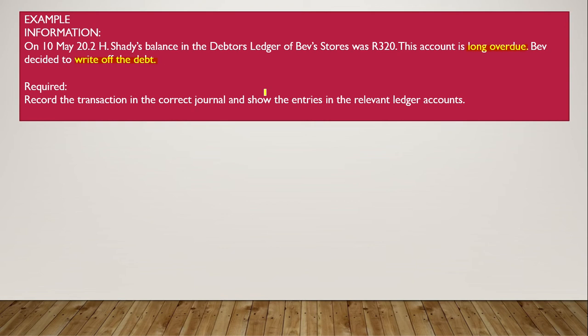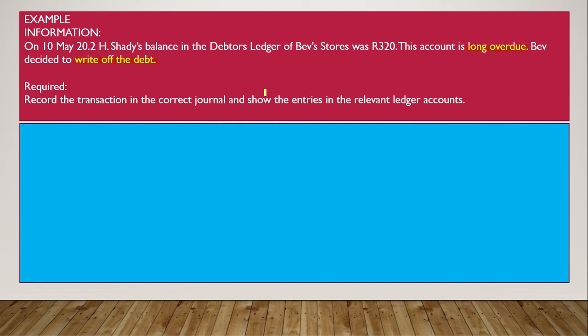In this case, guys, the credit entry will be the reduction of the debt, because we are writing off, meaning that this debtor will never pay us that 320, and that 320 is included as part of his balance. So his balance will decrease, meaning that from 320 minus 320, this debtor will owe us nothing. Okay, because we have written it off.